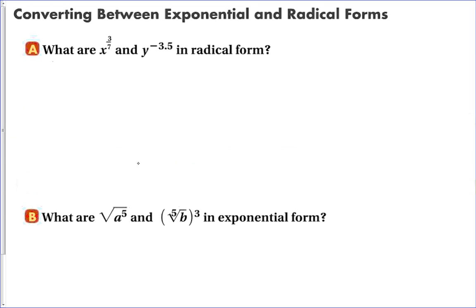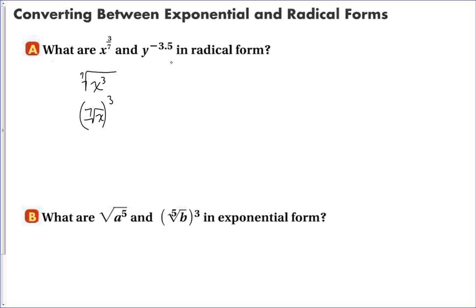So, converting between exponential and radical forms. What are x to the 3/7 and y to the negative 3.5 in radical form? Well, again, we know that the 3 is an exponent, so we're going to have x cubed, and the 7 will be the root. So it's going to be the 7th root of x cubed, which of course can also be written as the 7th root of x quantity cubed. Either one of those is correct.